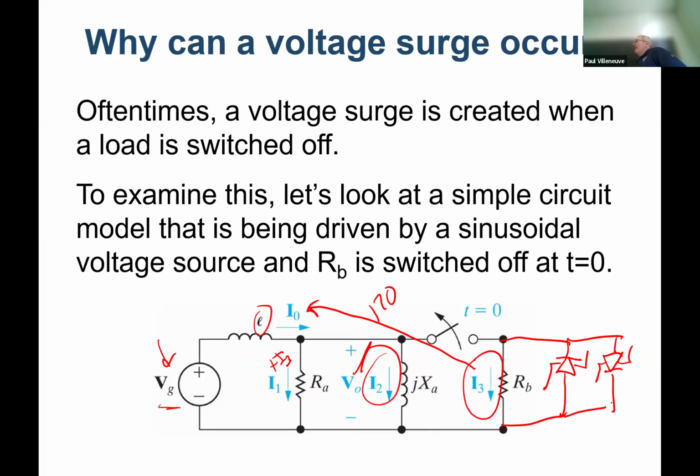In the utility world, they have all kinds of surge suppressors out on the system. They're called surge arresters. They're usually for lightning hits, but they will protect against switching transients if they're set up in the right place.